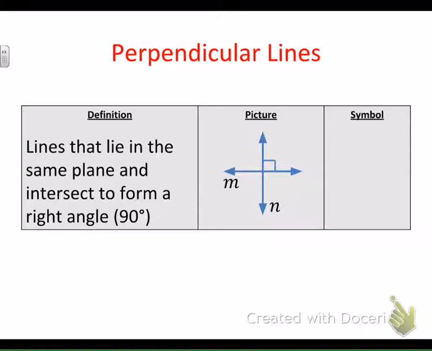Perpendicular lines. Lines that lie in the same plane and intersect to form a right angle. Okay? And your symbol would look like an upside down T.